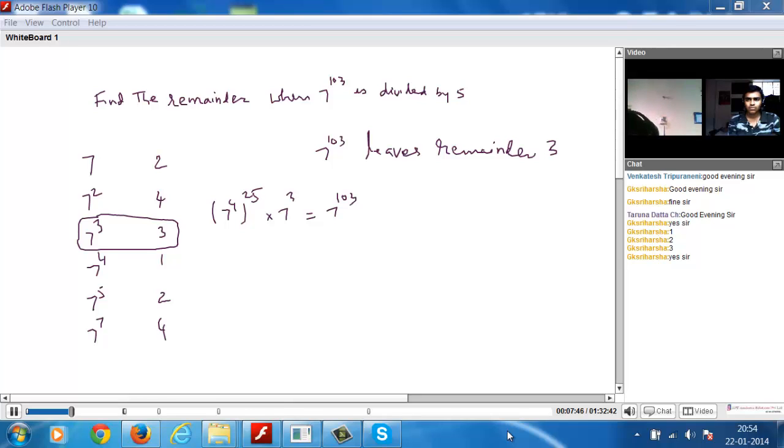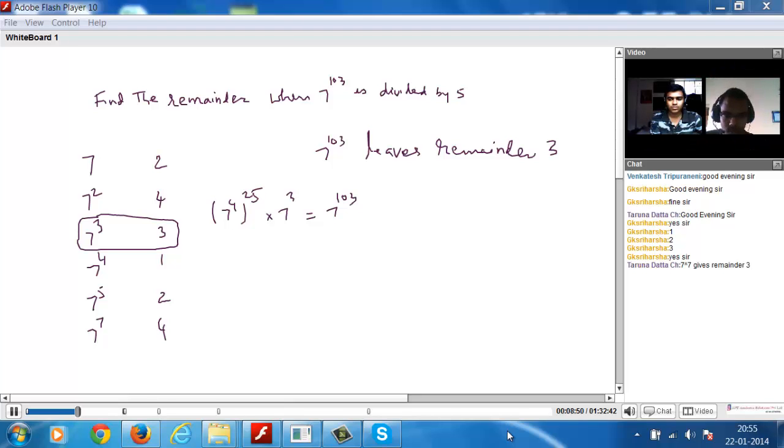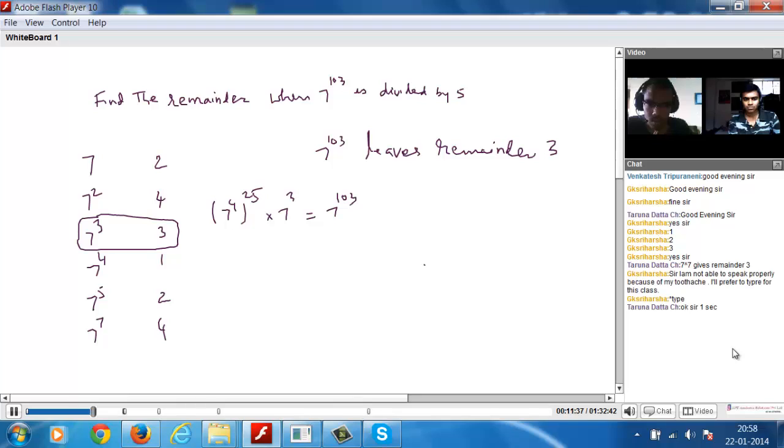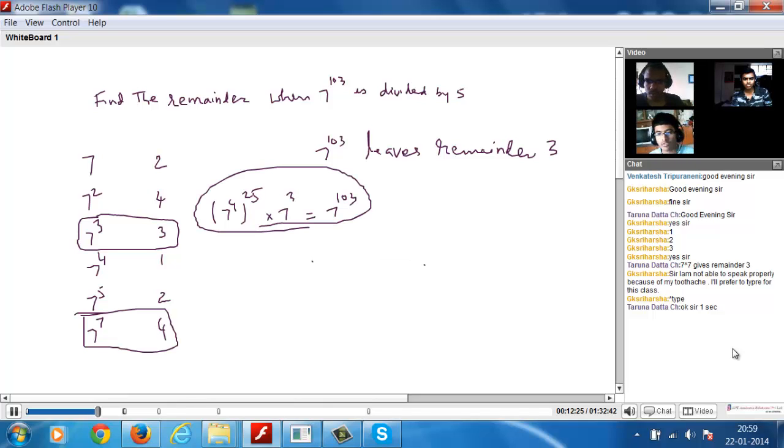Now let's see how binomial theorem can be used. 7 power 6 will give remainder 4, so 7 power 7 will give remainder 3. I just want confirmation. What happens to 7 power 7? Does it give remainder 4 or 3? When it is divided by 10, it leaves remainder 3. You have to make sure that this pattern is followed. Yes, sir, it will follow the pattern.